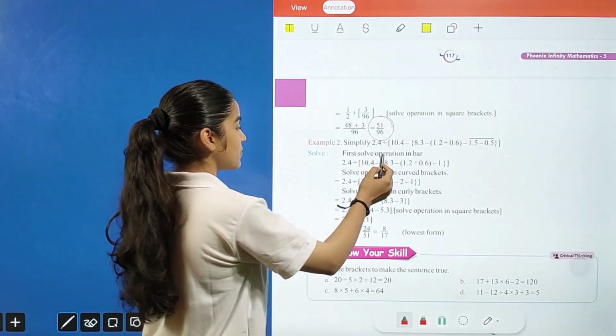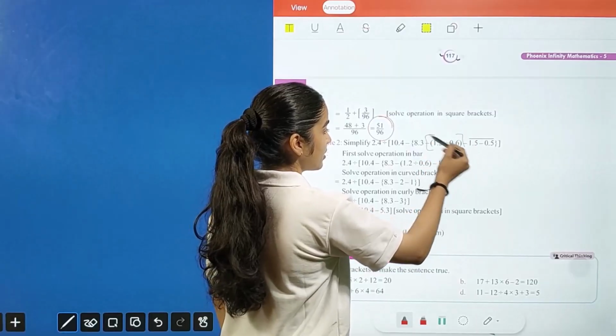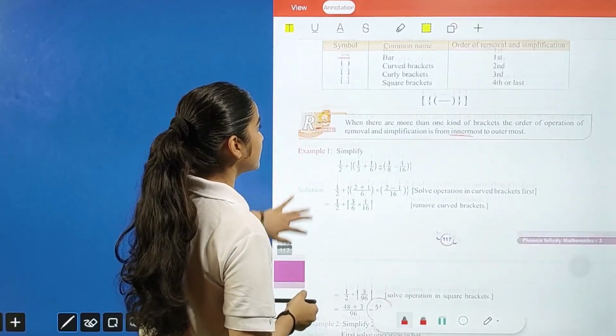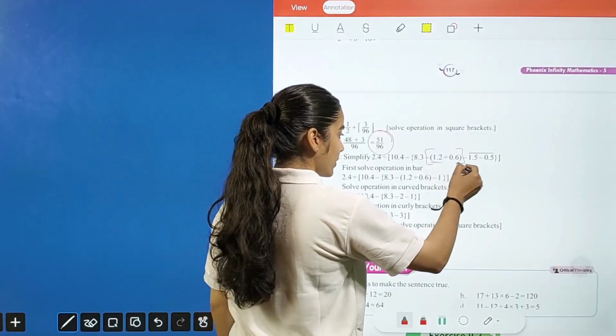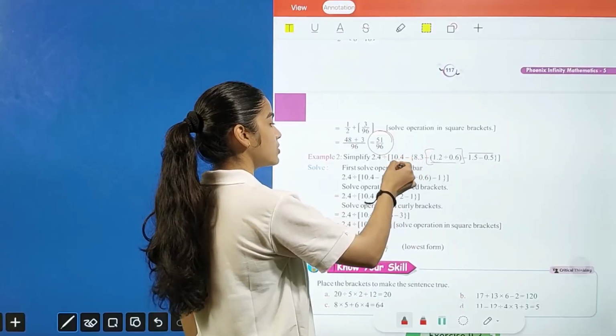Now in this first you have square brackets. First we have to solve the brackets. Which kind of brackets are curved brackets? So first you have to solve the curved brackets, then you have to solve the curly brackets, and then you have to solve the square brackets.